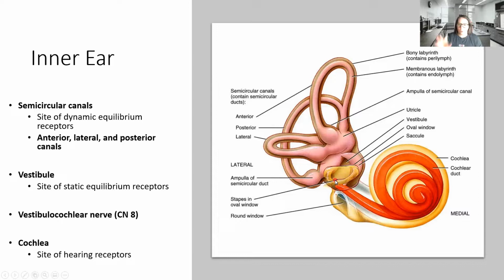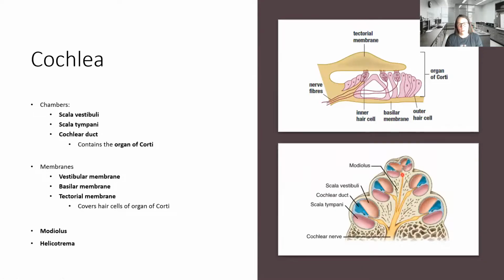Okay, so even though these are two separate senses, they are all going to share a common route to the brain, which is through cranial nerve 8, the vestibulocochlear nerve. And again, more information on that pathway in lecture. So the cochlea is where hearing is interpreted.